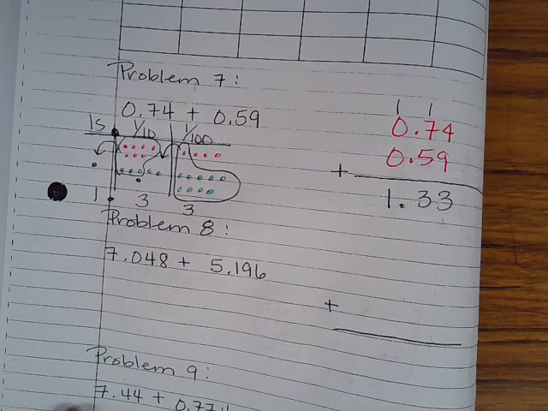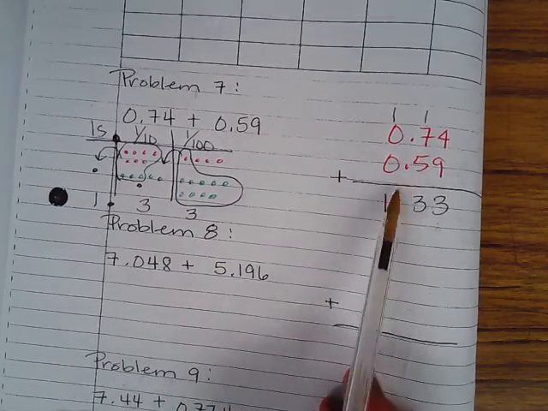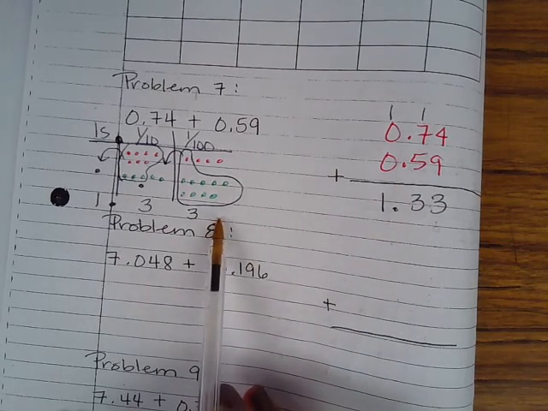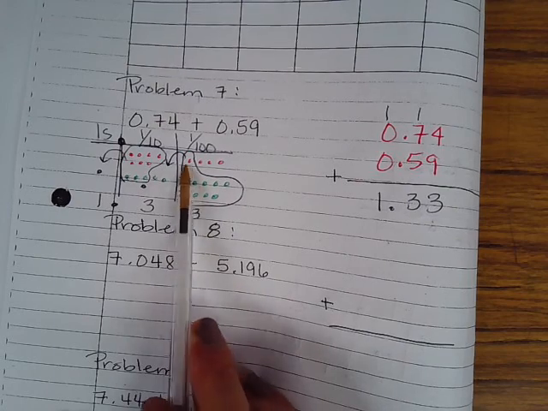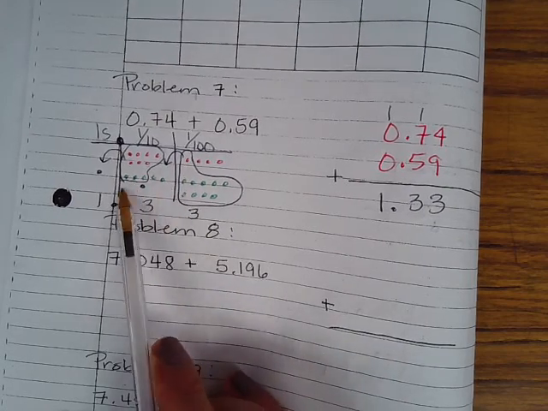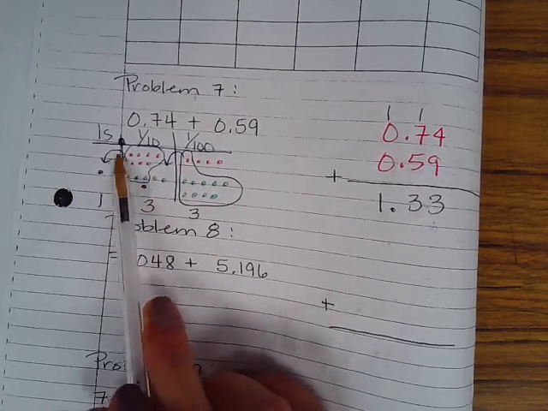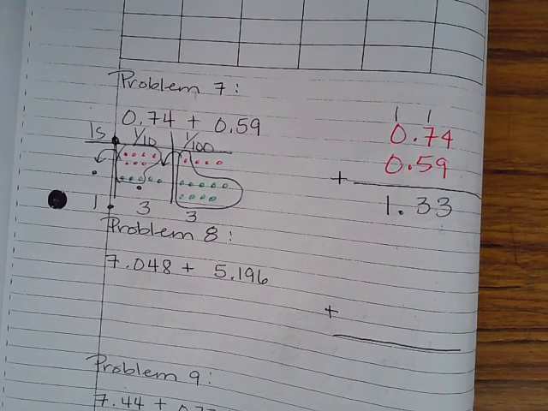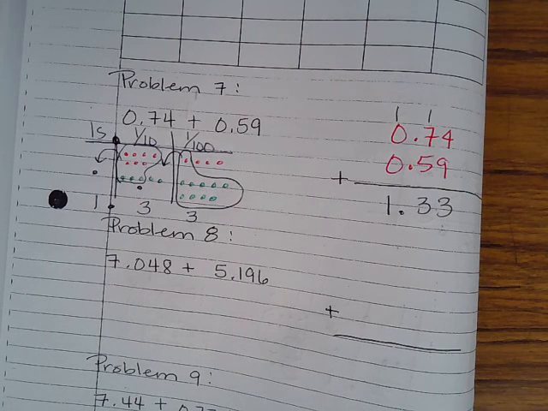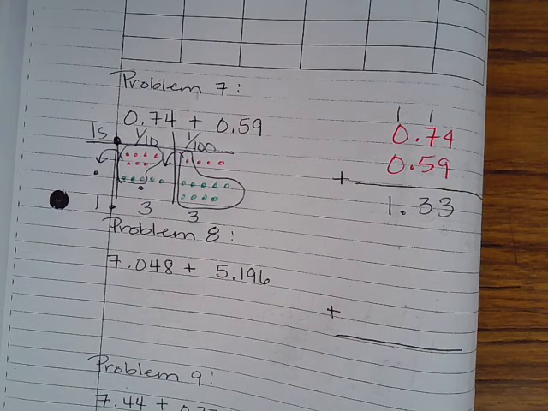How did you do on problem 7? Were you able to add them? And were you able to use the place value chart to show how you grabbed a 10 and added the 10, and grabbed a 10 and put over a 10, 1/10? So the 10 tenths becomes 1 whole.